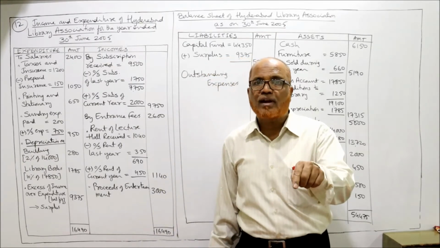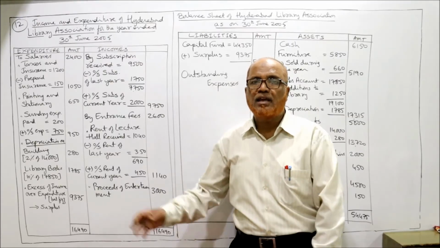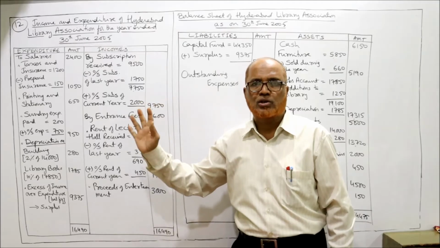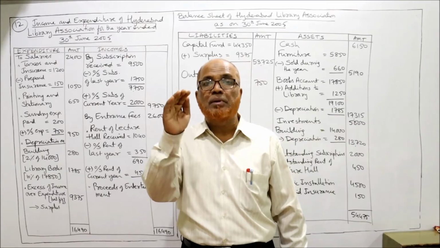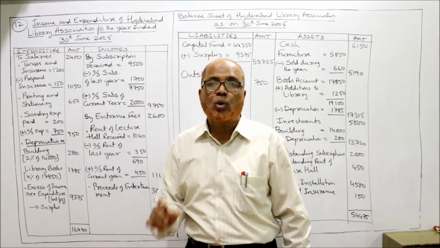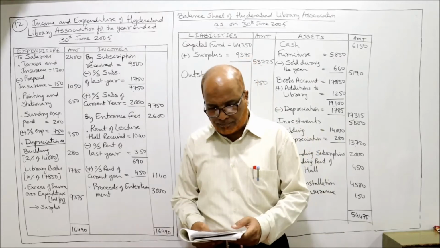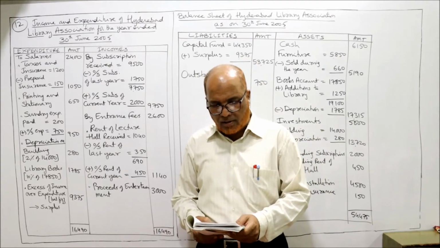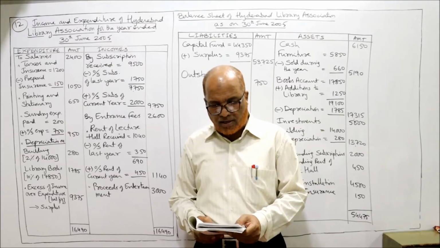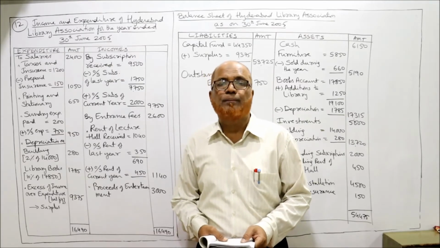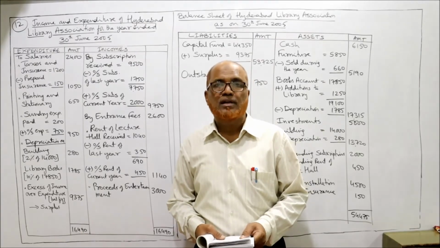तो दिस सेल ऑफ फर्नीचर will not be taken in income and expenditure account. No profit, no loss. This 660 rupees will be deducted from total furniture on the asset side of the balance sheet. Rent of lecture hall received. Rent of lecture hall received is 1040.